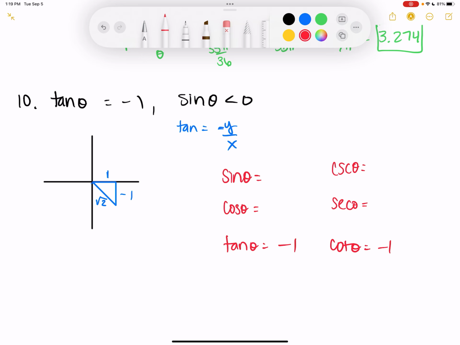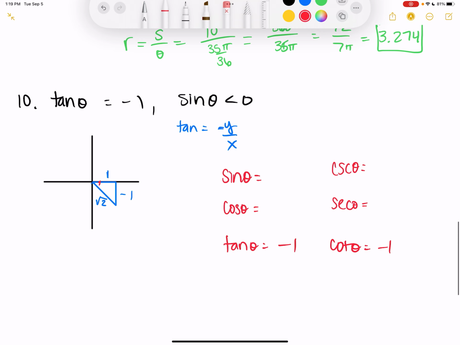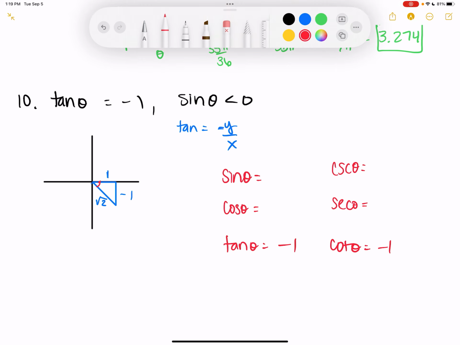How do I find sine of theta? This is theta. What is sine? Oh, opposite. Negative over hypotenuse, 1 over root 2. Yeah, so then you can't have that. Okay, so it's negative root 2 over 2.